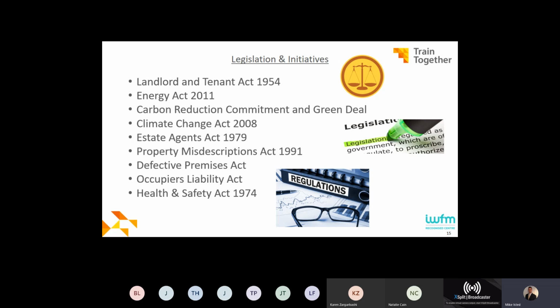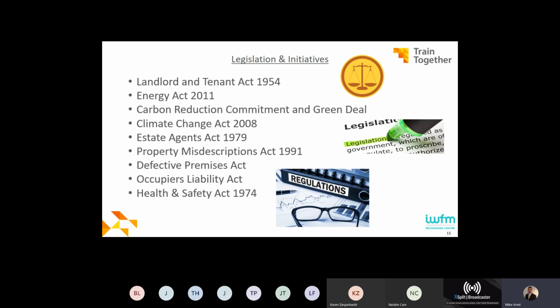If you read the Estate Agents Act 1979, which I think I've put a link in for you, it's like all legislation. It's very, very deep, very in-depth, and covers absolutely every single area. There are solicitors out there who have a whole career based just upon the Estate Agents Act, as they do with the Landlord and Tenant Act. Defective Premises Act, Occupiers Liability Act. Of course, we know as FM practitioners that the Health and Safety Act pretty much governs everything.